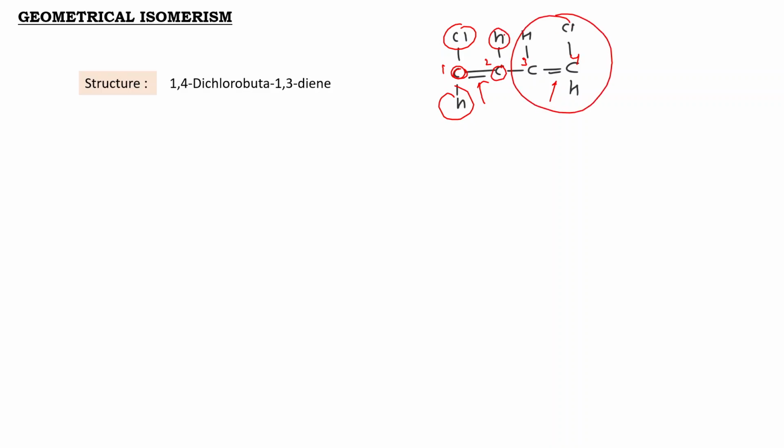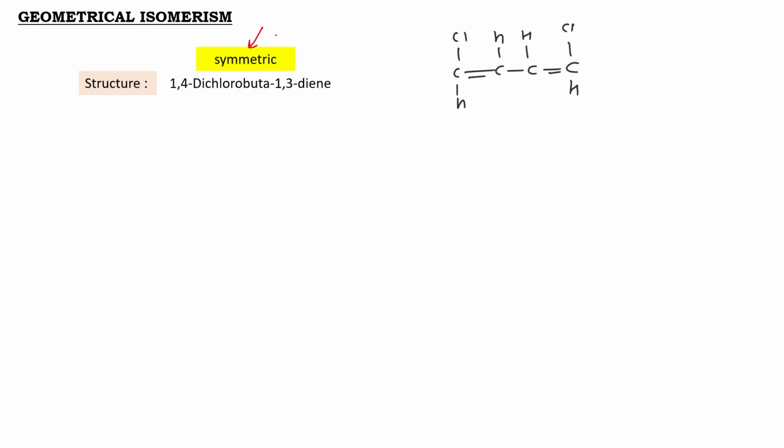So now we have another structure, 1,4-dichlorobuta-1,3-diene. This is a buta-1,3-diene, 1 2 3 4, and you have these 2 double bonds here, and both of them are active, as you can see: Cl, H on this vinyl carbon, H and something different similarly on the other vinyl carbon. So this is a case of a symmetric structure and 2 active double bonds.